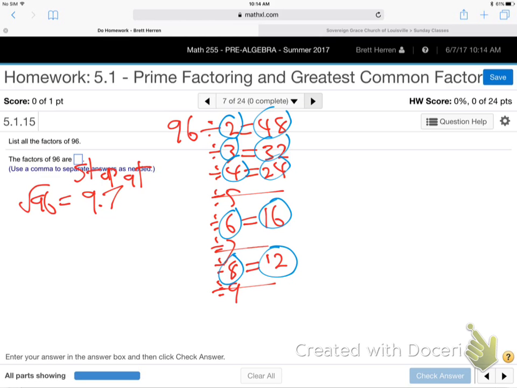You getting them? I got them written up there. We're just trying to find all the numbers that go into 96, that divide evenly into 96.